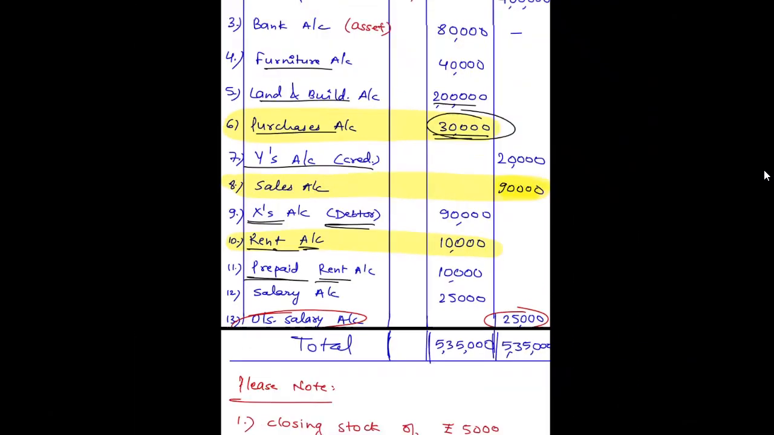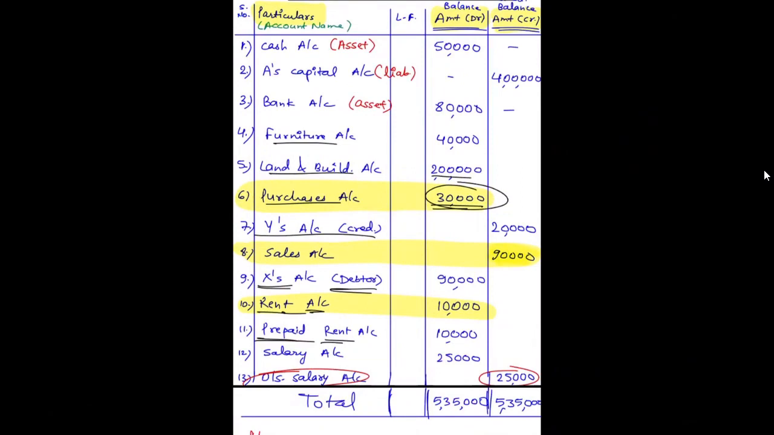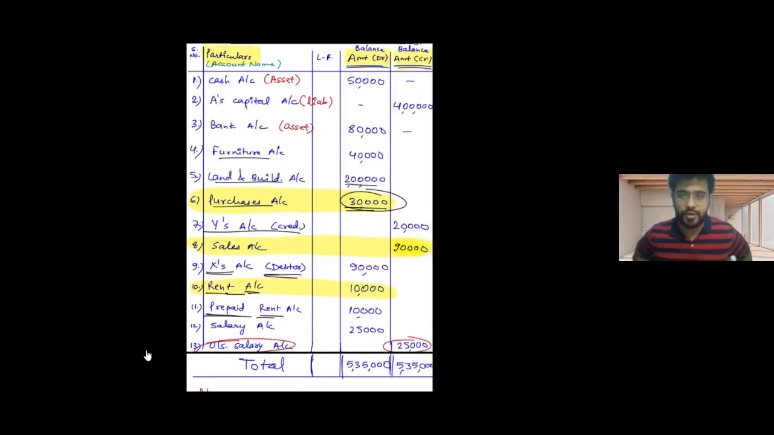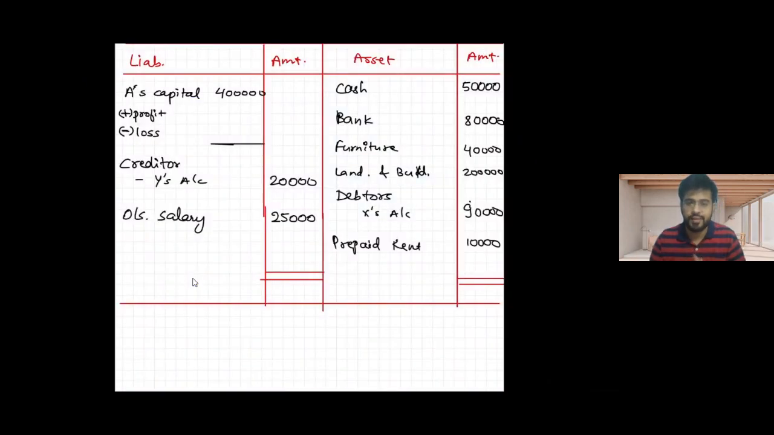Now all my items in the trial balance have been given one effect. Is everyone agreed to this? Are you all with me? The trial balance items have been given all single effects.